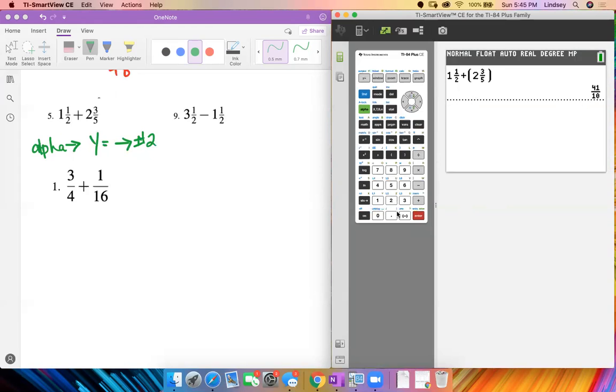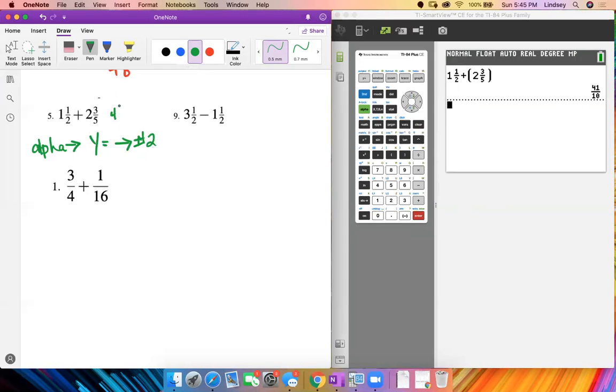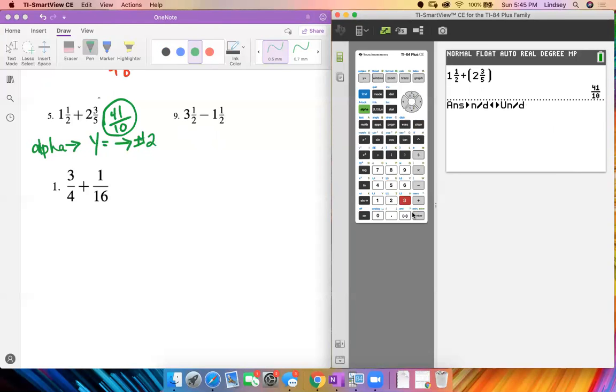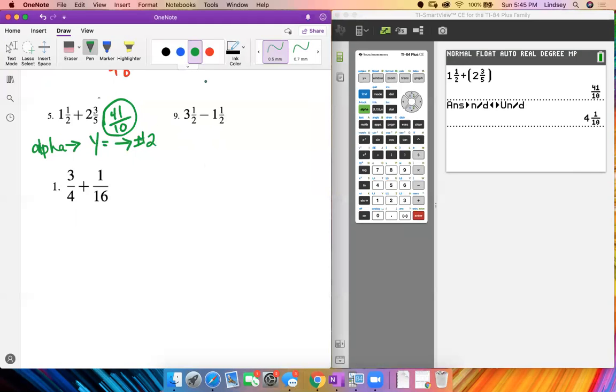So if it's just asking you this, you can just put 41/10 as your answer. But say it's a multiple choice question and that's not one of the options, you can go back to alpha y equals, and there's a part that takes a fraction and converts it to a mixed number. So you would just hit 3, and then it will do it for you. So it'd be 4 1/10 if it needed it in a mixed number format.